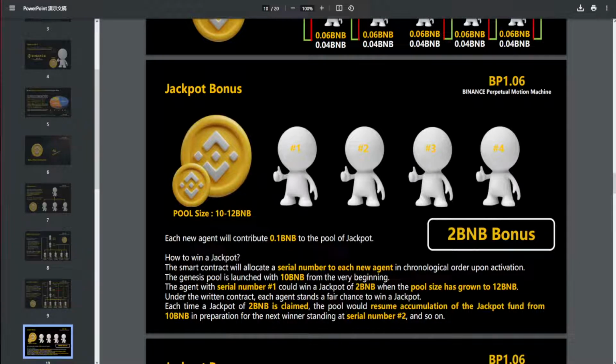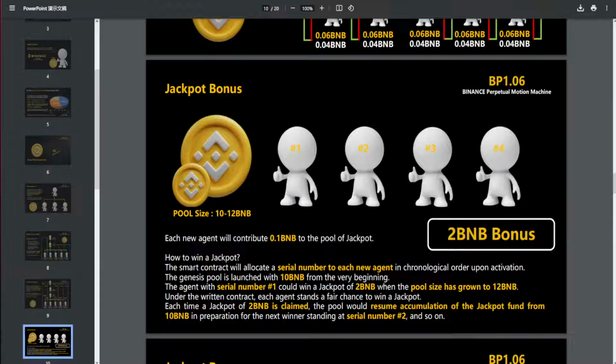To make 2 BNB, you need 20 people that deposit 1.06 BNB, and from each 1.06 BNB, 0.1 BNB goes to the jackpot. So 0.1 multiplied by 20 becomes 2 BNB. So when 20 people deposit after the 10 BNB has been accumulated, the 2 BNB accumulated afterwards goes to the person with serial number 1, and that is the jackpot bonus. And when the 2 BNB is claimed, the pool starts accumulating again, and when there's 2 more BNB, that goes to the person with serial number 2.